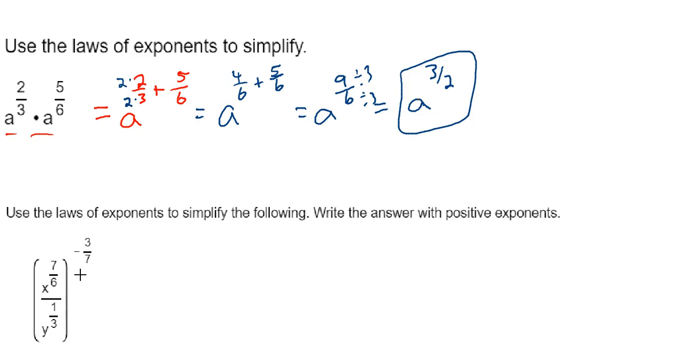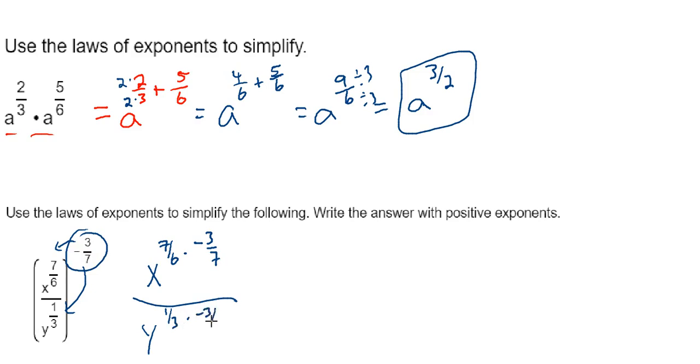All right. So for this one, what we're going to do is we'll take the exponent here and apply it to the top and bottom of this fraction. When we do, we're going to have x to the 7/6 power. That's going to get raised to the negative 3/7 power. So when you're taking one power and raising it to another, they're going to multiply together. So we're going to have 7/6 times 3/7 on top for that exponent. On the bottom, we'll have y to the 1/3 power. And again, when I take that power and raise it to another power, those are going to get multiplied together. So we're going to have 1/3 times negative 3/7 as the power for the denominator.